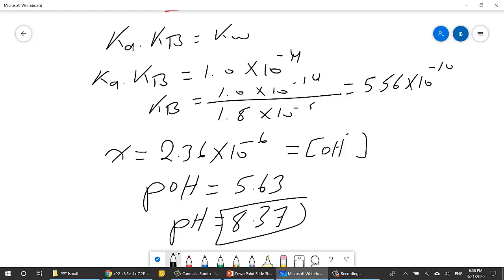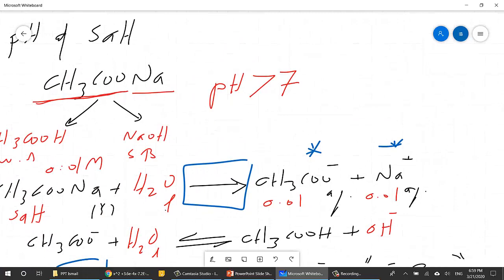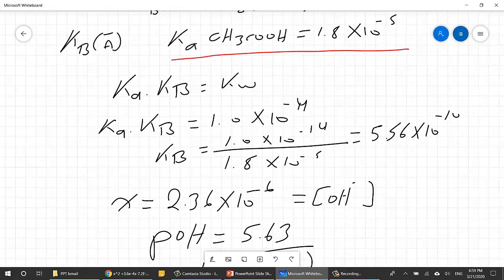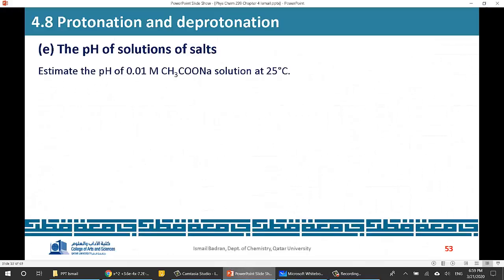Did we say pH is higher? I forget. We said pH is higher than 7. Okay, it's almost 8 point something. So this is how you solve problems for the salts.